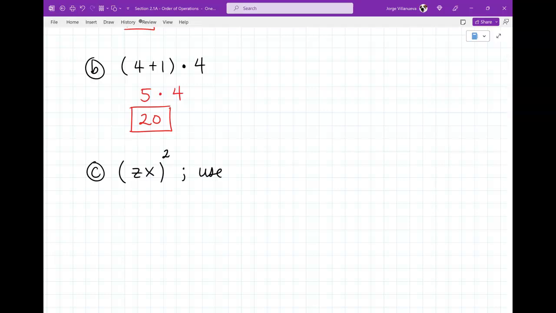And they're going to say use x as negative 2 and z as 2. So they're basically going to make you write the problem out. Now notice zx is a product, okay? Anytime you write two letters, or a number and a letter together, that means that they're multiplying each other. So that really is z times x.